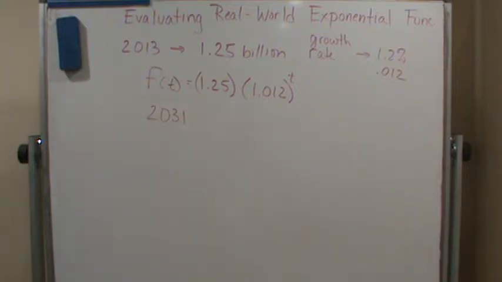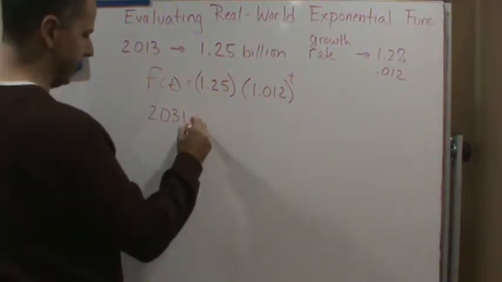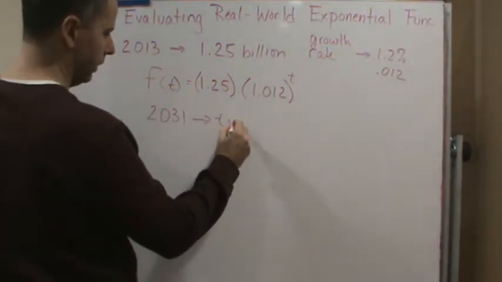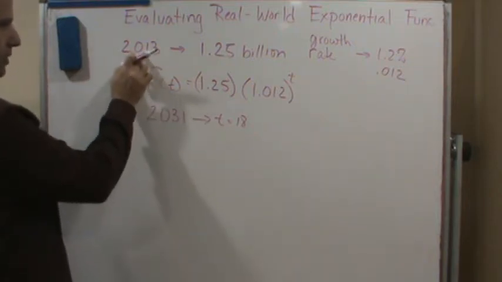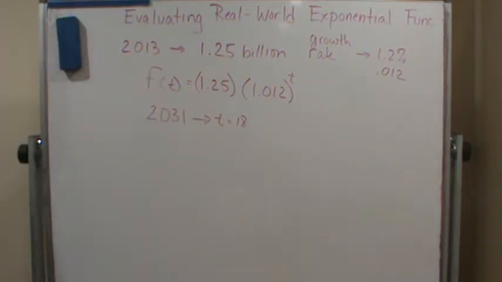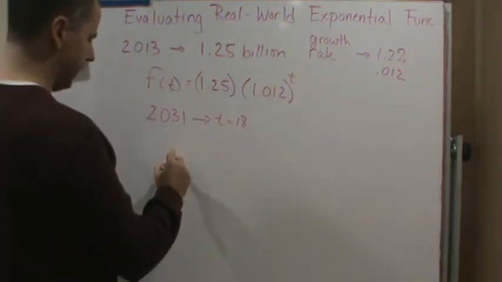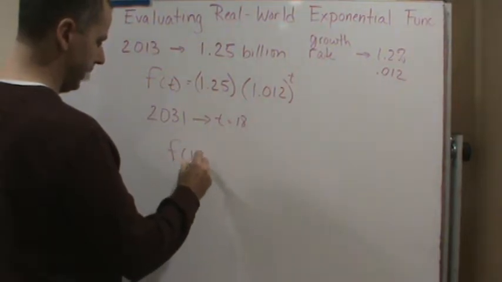So how many years since 2013? Well, that's going to be 18. That means t equals 18 years, because 2031 is 18 years from 2013. And so all we have to do then is plug in f of 18.